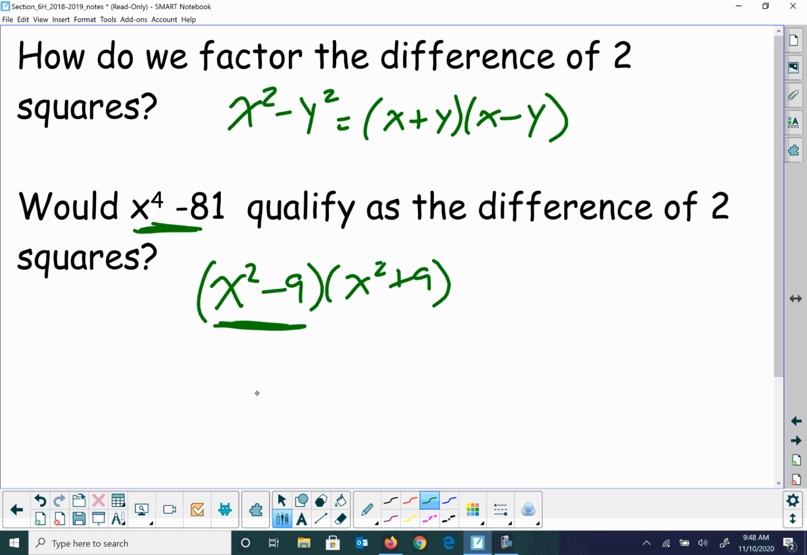So a lot of students get stuck on this problem. They take it to this point down here, but they don't realize that this is the difference of two squares here. And then we don't have a sum of two squares. So this just stays like that.